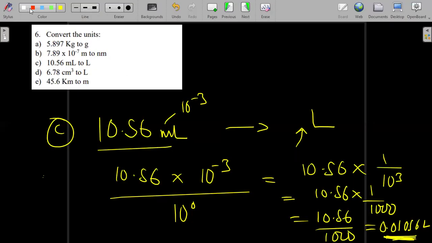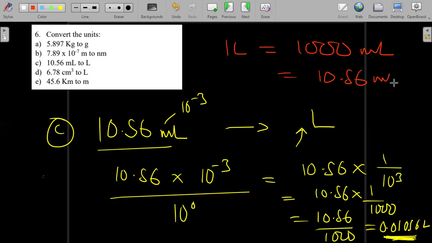If you want, you can just use the conversion factor. You can say 1 liter is equal to 1000 milliliters. And then you say, what if I have 10.56 milliliters? How many liters am I going to have? Then you cross multiply. You're still going to find the same answer. All right, let's look at the other questions there.